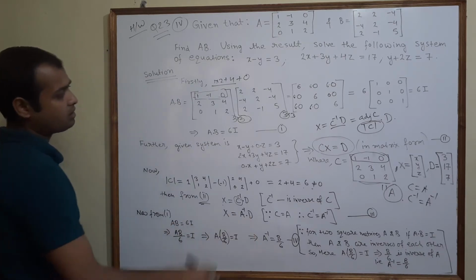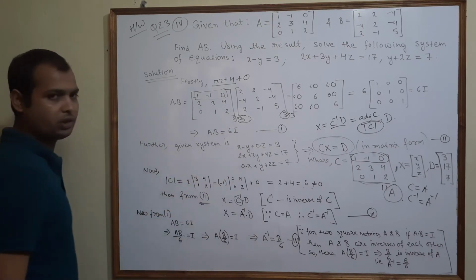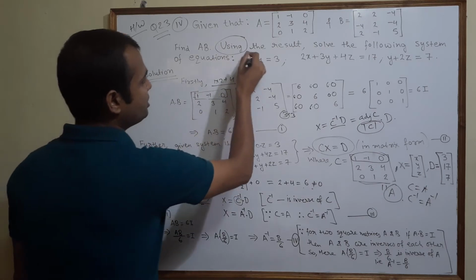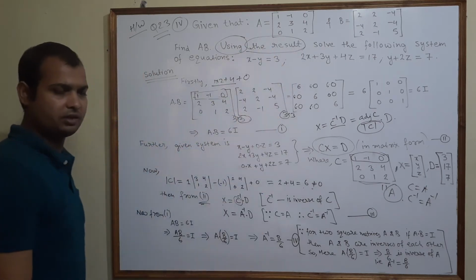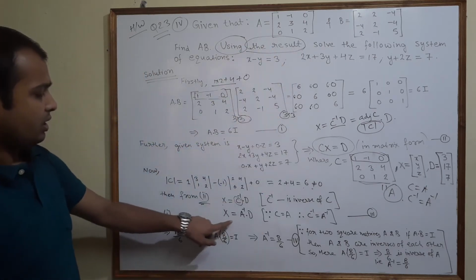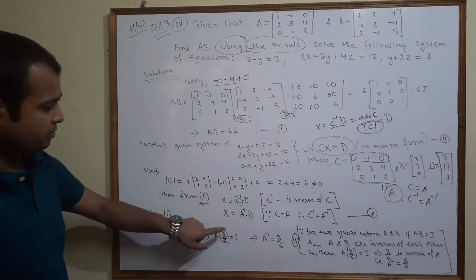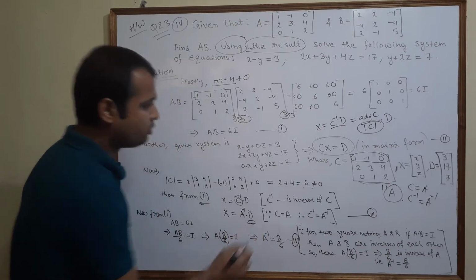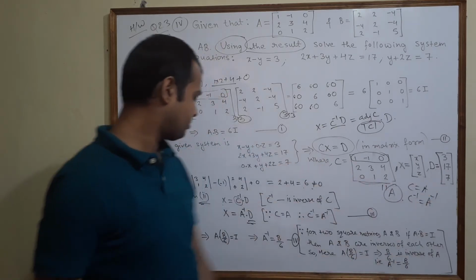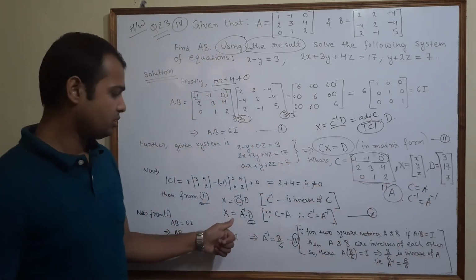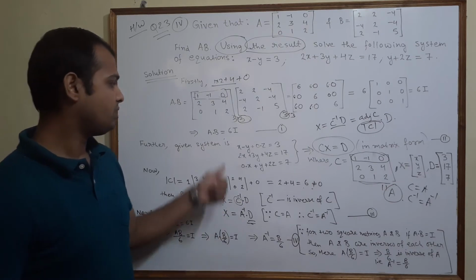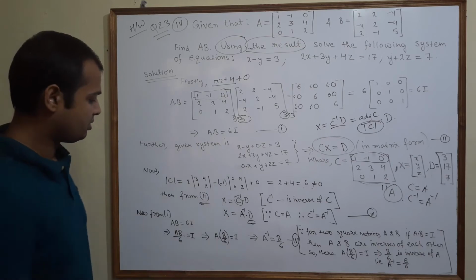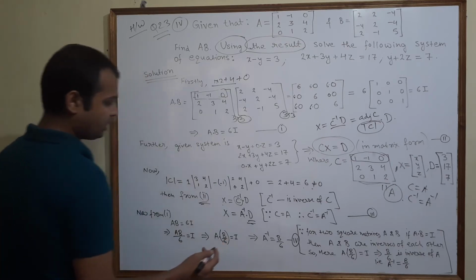Now let's come to equation 1. As they have told in the question, using the result, in order to use this x is equal to A inverse D. D is already known to us. This is the D. A inverse is not known, so this A inverse will be found out from here. So let's see how we can get that A inverse.